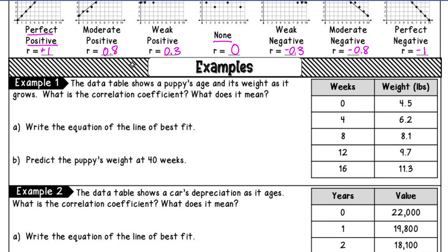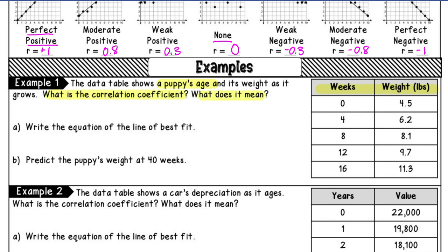Okay, so this one, it shows, so we've got a data table over here. We've got weeks and weight, and this is a puppy's age, and it's weight as it grows. What is the correlation coefficient, and what does it mean?